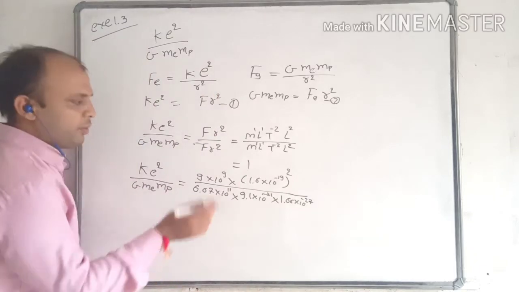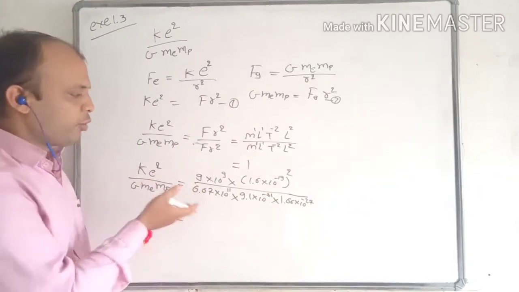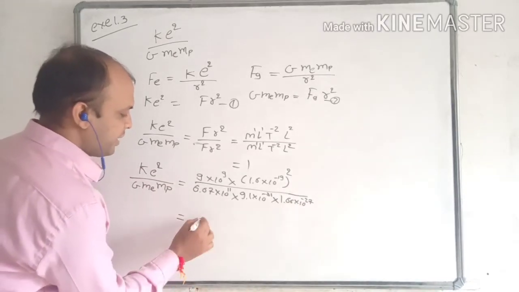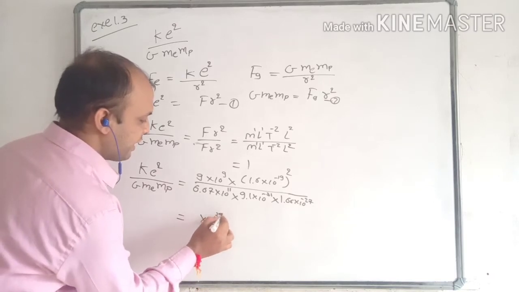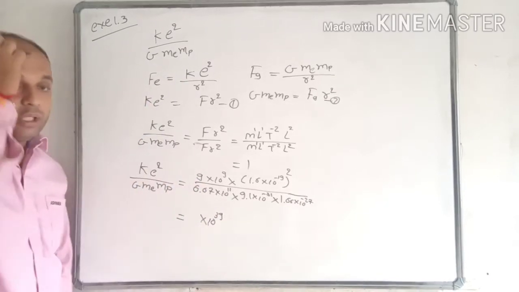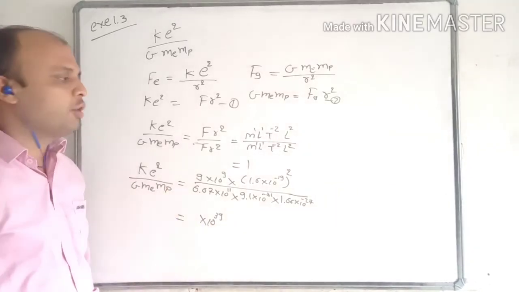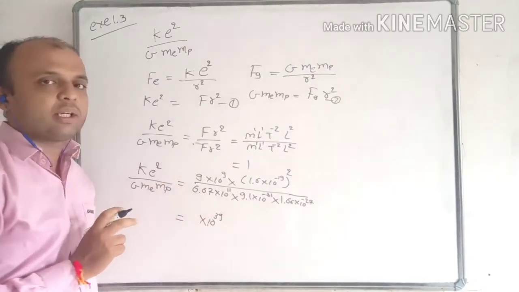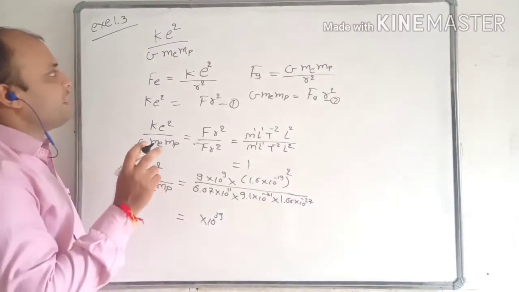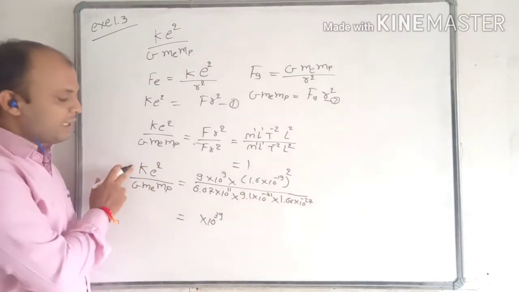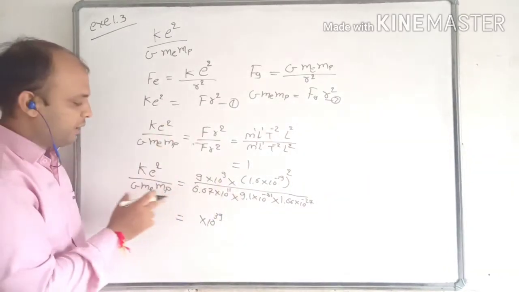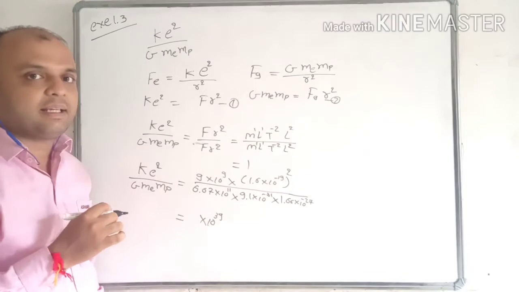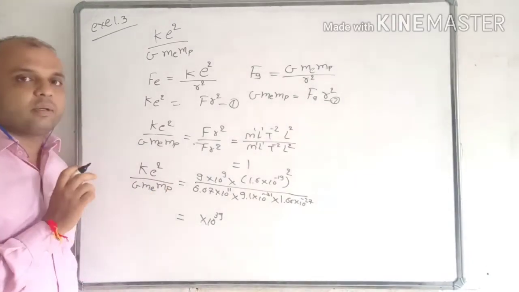Okay students, you have to simplify this yourself. You will get the answer as something into 10 raised to 39. It doesn't have any unit because it's a ratio. So you get the answer of about 10 into 10 raised to 39. So you can say that the electric force is much more than the gravitational force, about 10 raised to 39 times greater.